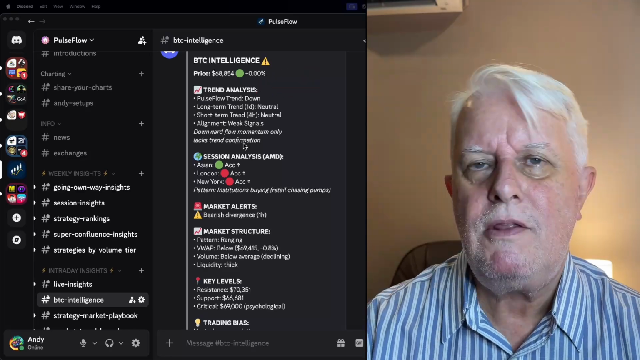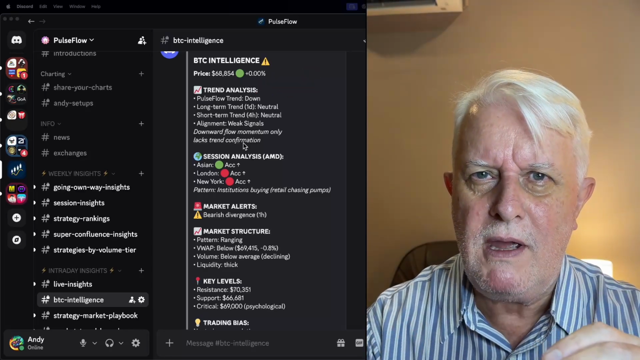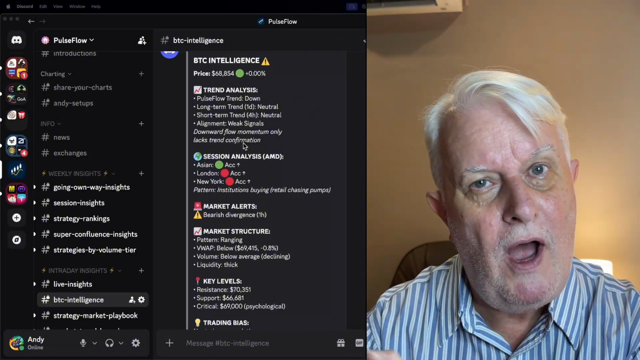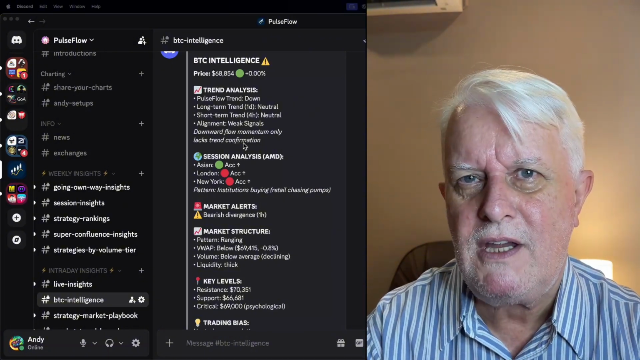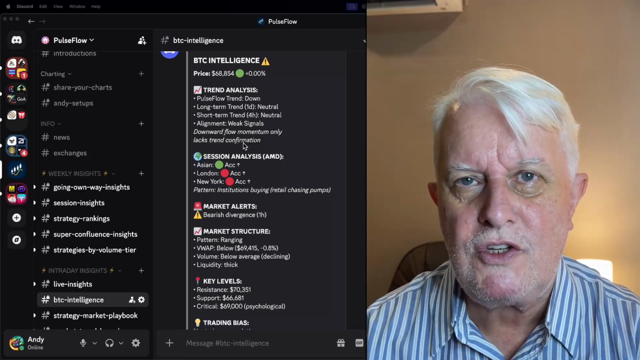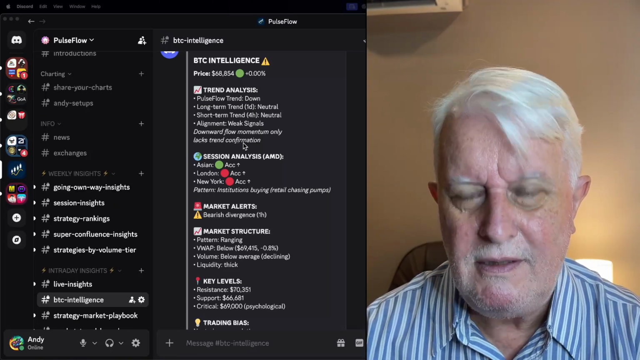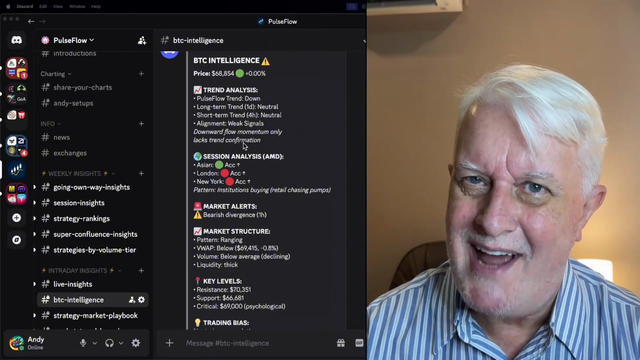Trend analysis: the pulse flow trend is determined by the EMA 50 and the EMA 200 locked to the 4-hour chart. If the EMA 50 is above the EMA 200, we're in an uptrend. If the reverse is true, we're in a downtrend. And right now, Bitcoin, as you all know, is in a downtrend.